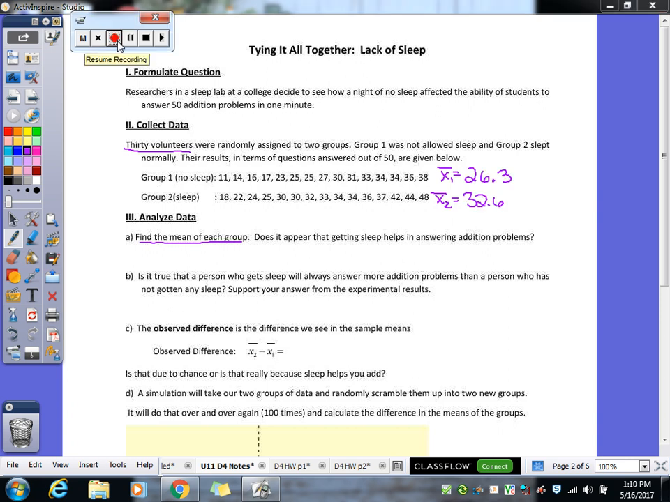So by looking at those two averages, our 26.3 and our 32.6, does it appear as though getting sleep helps in answering addition problems? Well, the people with no sleep got that score versus the people who got sleep. Does it look like it helps? Yeah. So yes, it appears as though sleep helps.